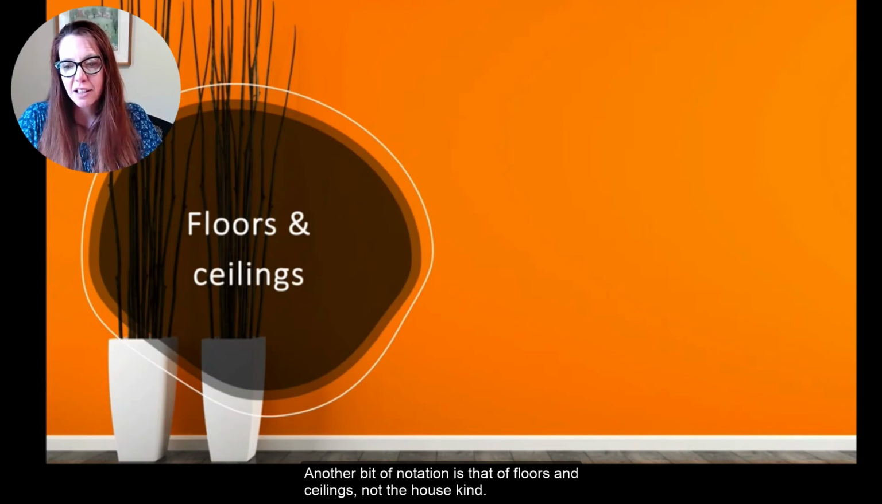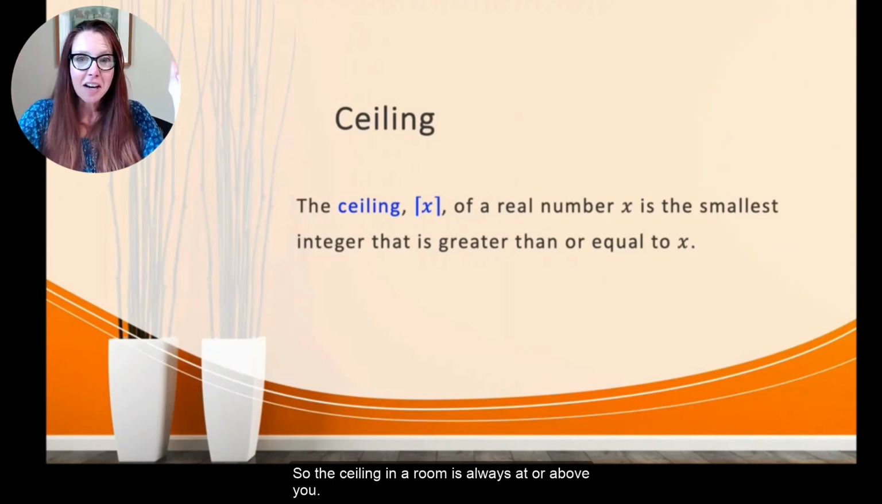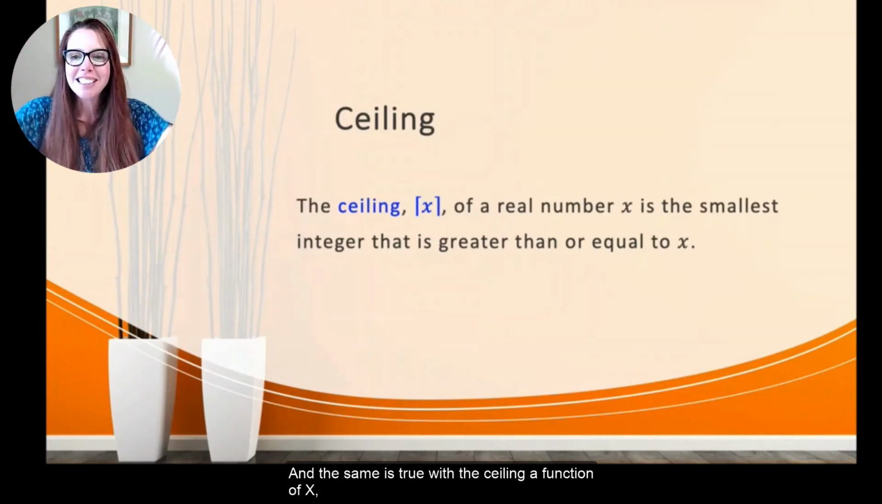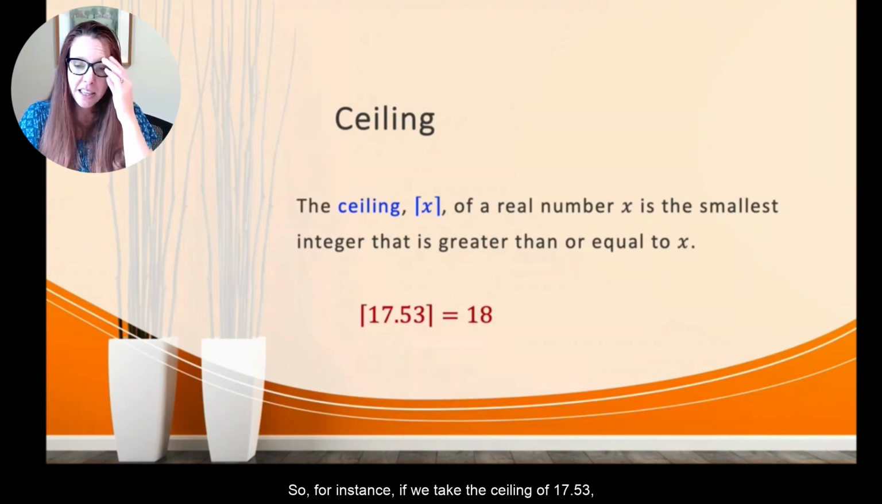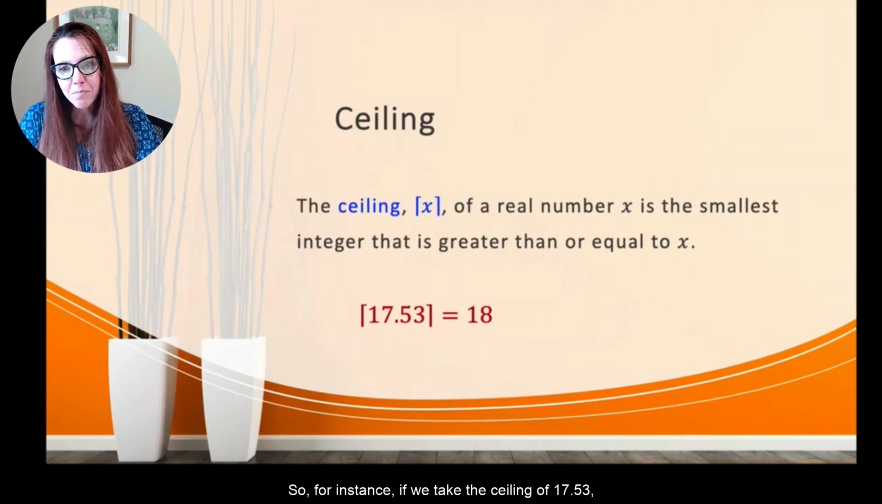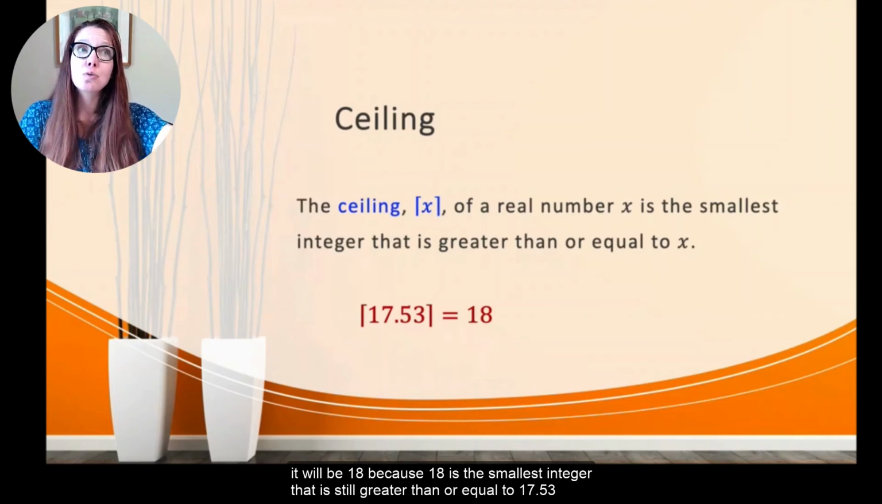Another bit of notation is that of floors and ceilings, not the house kind. So the ceiling, represented as shown, of a real number x is the smallest integer that is greater than or equal to x. So the ceiling is always in a room, is always at or above you. And the same is true with the ceiling function of x. It's going to be the smallest integer that is greater than or equal to x, but it will be an integer. So, for instance, if we take the ceiling of 17.53, it will be 18 because 18 is the smallest integer that is still greater than or equal to 17.53.